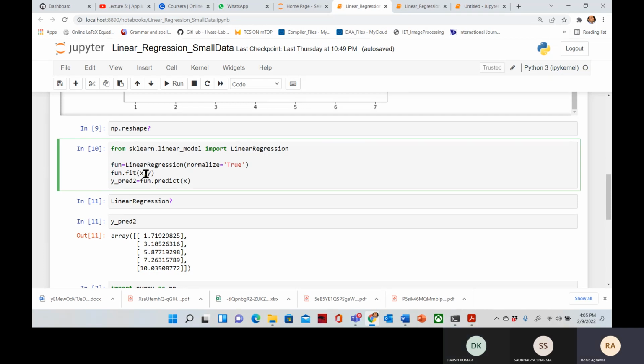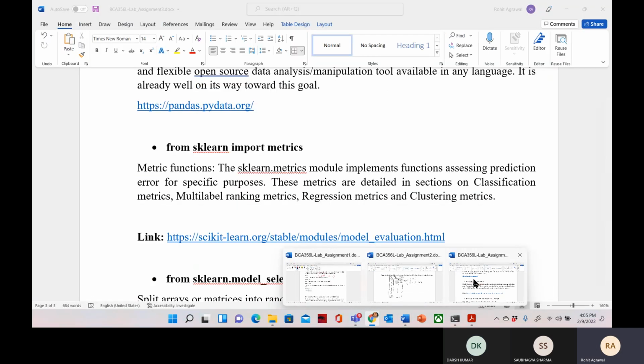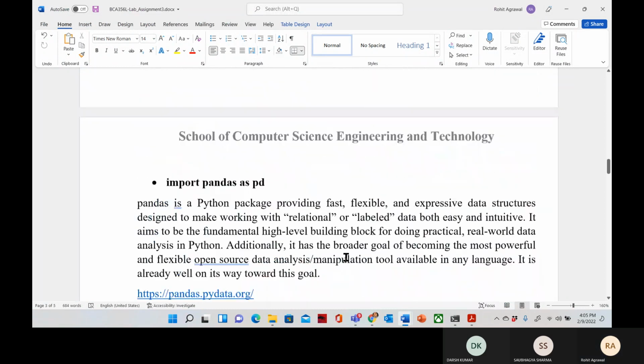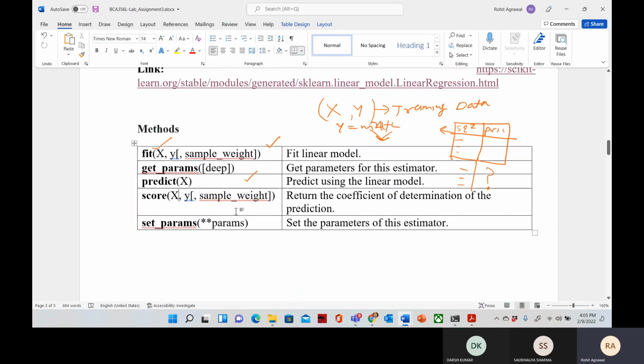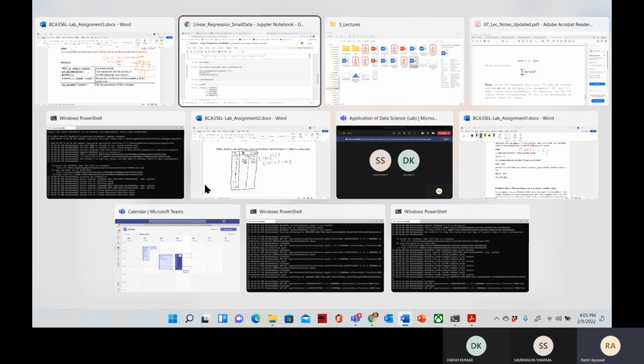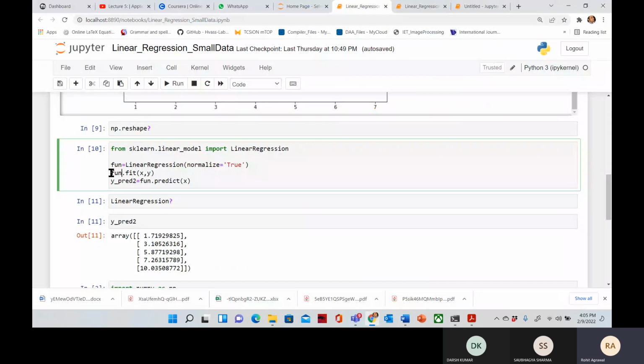Yes, sir. So for this we are using the fit function. In the notes as well I have written, I think, this fit function, fit linear model. Fit, and after fit, predict. So see, we fit this model.